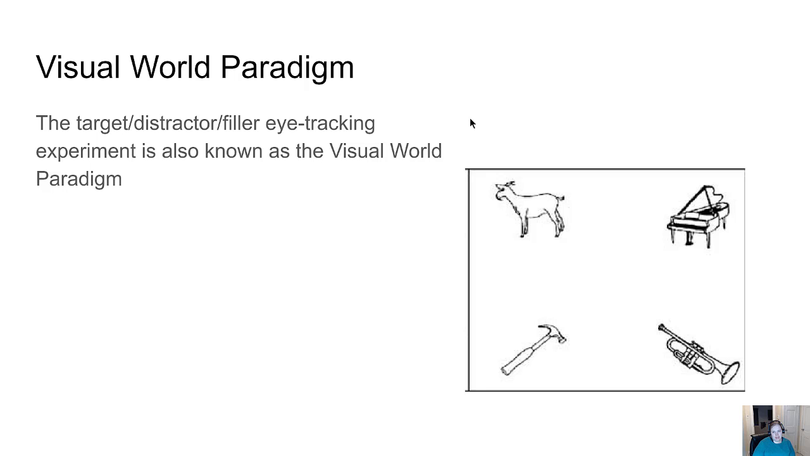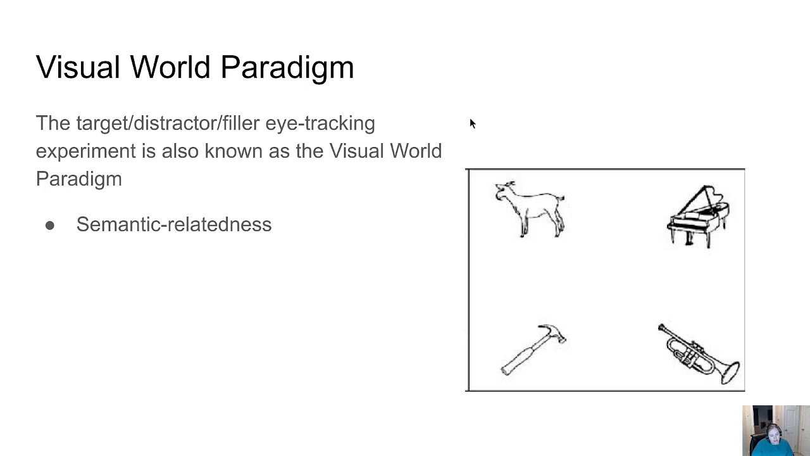As I said, this is called visual world because it's kind of like you're supposed to be looking at a table of stuff. I think that's the idea. It's supposed to have some spatialness to it as if you're physically in the room. The other items are fillers, typically is what they would call them. In this case, the goat and the hammer.